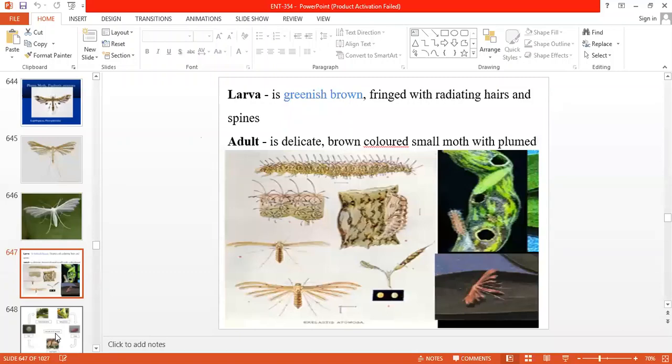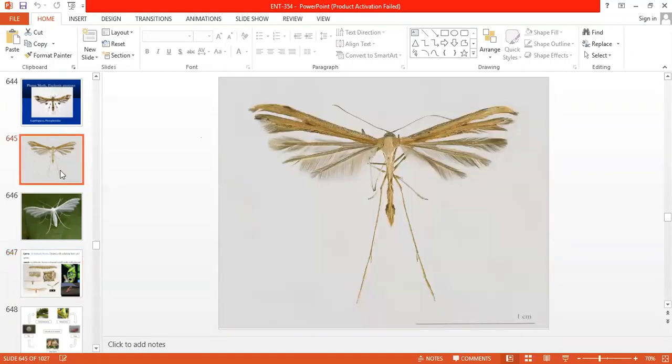Mark of identification: mostly larval stage, which is greenish brown in color, having a fringe of radiating hairs and spines on their body. Adult, which is a delicate brown colored small moth with a plume type of wings. So in a Tur plume moth, the wings are having a plume type. That's why it is called a plume moth.